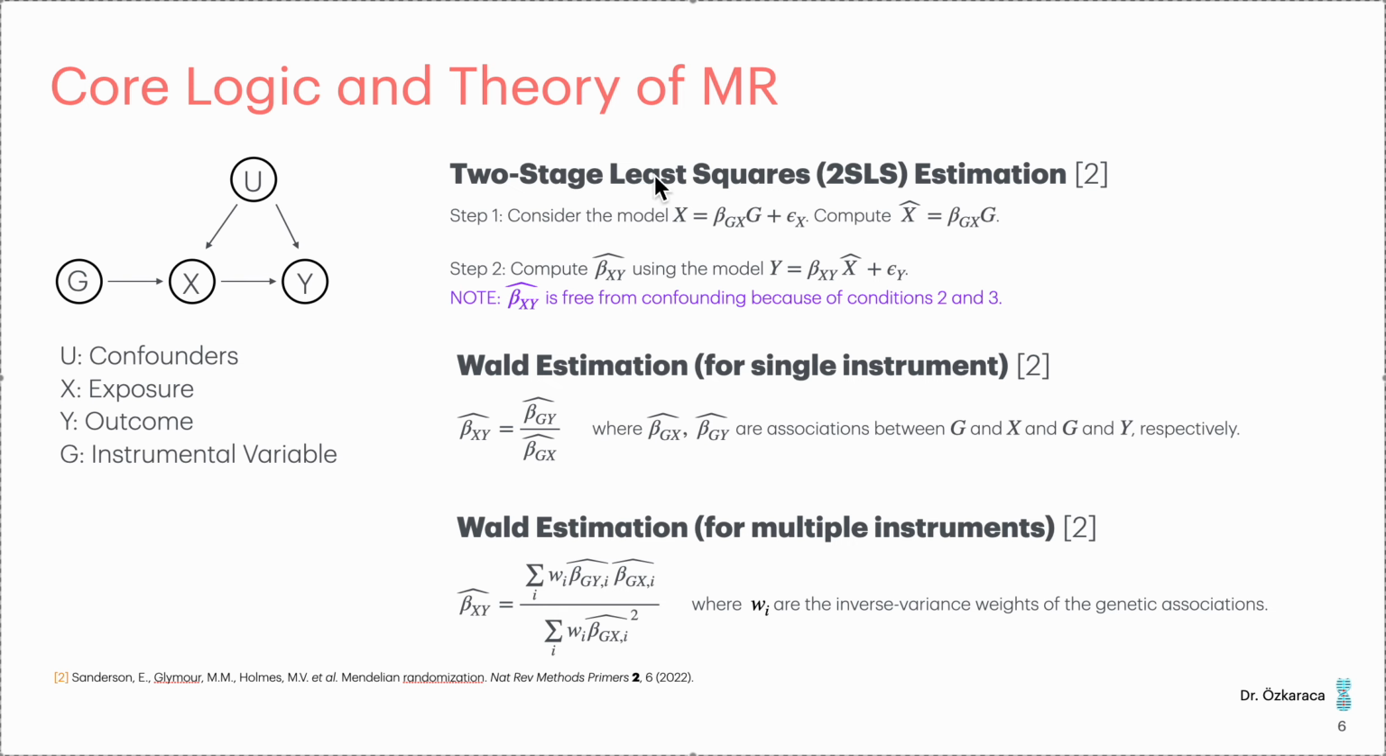Lastly, both two-stage least squares methods and the Wald estimation methods are powerful for causal inference in MR. And in the next couple of slides, I will be talking about the applications and the key limitations of MR.